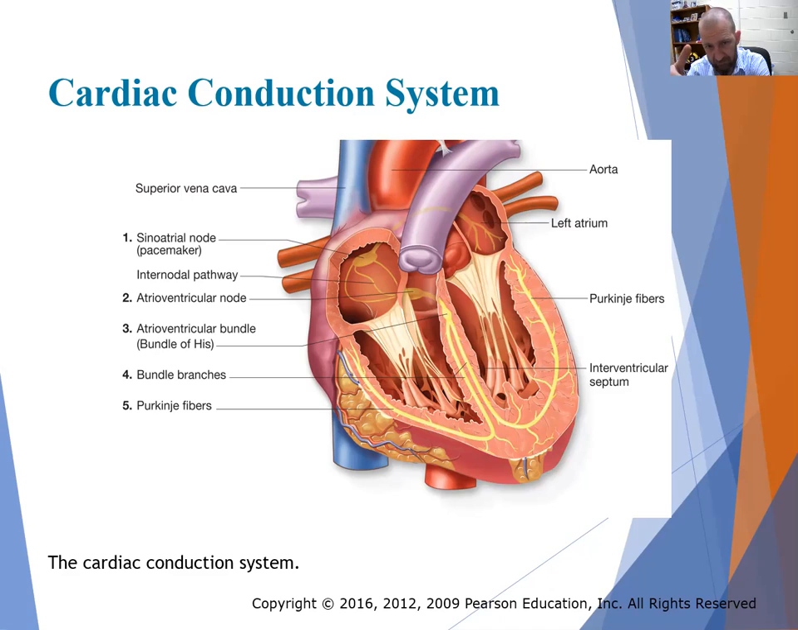And again, we have the AV bundle, the bundle branches moving down through the interventricular septum, and then we come out to the Purkinje fibers. Again, nice and orderly. We're using automaticity in our favor, spreading out the electrical signal in a nice orderly fashion so we can get a good squeeze on top and a good squeeze on the bottom. Just a quick overview there on the cardiac conduction system.